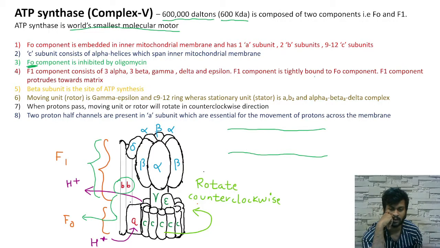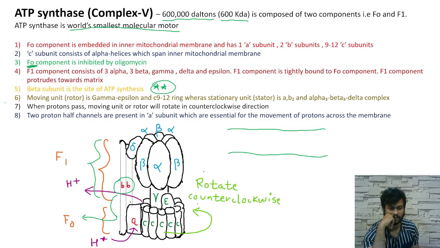F1 component is tightly bound to F0 component. F1 component protrudes towards the matrix. Beta subunit is the site of ATP synthesis. This question has been asked in Maharashtra Set Life Science and many other exams.